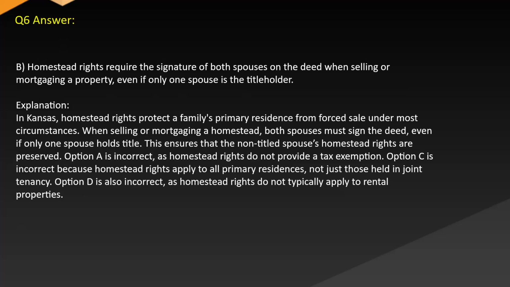Answer. B. Homestead rights require the signature of both spouses on the deed when selling or mortgaging a property, even if only one spouse is the title holder. Explanation. In Kansas, homestead rights protect a family's primary residence from forced sale under most circumstances. When selling or mortgaging a homestead, both spouses must sign the deed even if only one spouse holds title. This ensures that the non-titled spouse's homestead rights are preserved. Option A is incorrect, as homestead rights do not provide a tax exemption. Option C is incorrect because homestead rights apply to all primary residences, not just those held in joint tenancy. Option D is also incorrect, as homestead rights do not typically apply to rental properties.